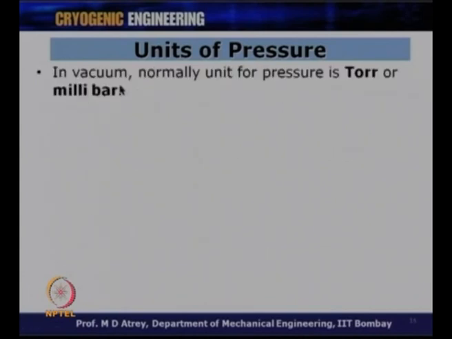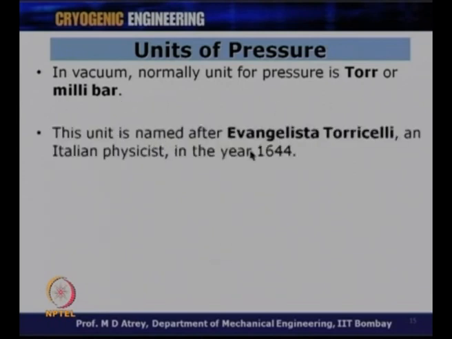Now, in a vacuum, the normal unit of pressure is the torr, T-O-R-R, or sometimes also the millibar. This unit is named after Evangelista Torricelli. You must have heard about Torricelli, an Italian physicist in the year 1644. To honor this scientist, we have a unit of pressure specifically used in vacuum. The vacuum will therefore be called so many torrs, or sometimes in millibar also.